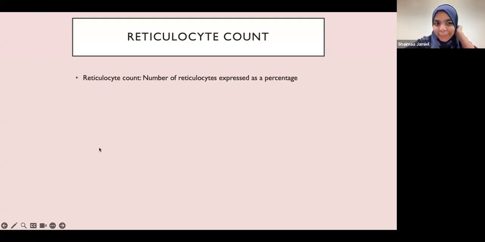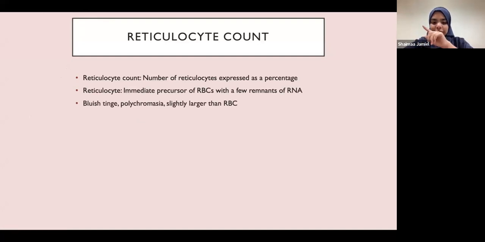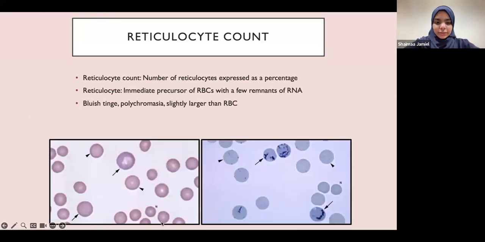It is kind of an erythroblast. Yes, it's the immediate precursor of the red blood cells, right? And since they are the immediate precursor, they still have some remnants of RNA, okay? And why is this important? You'll see now, but basically they're kind of bluish. So as you can see here, they're kind of bluish.